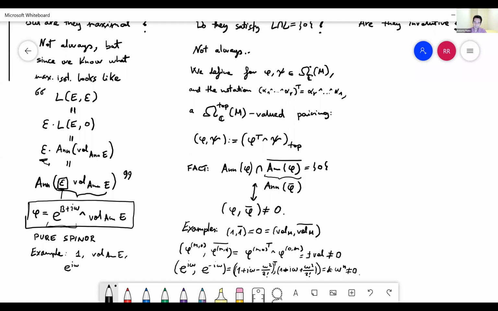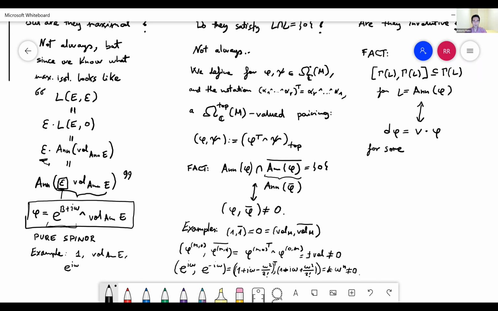And the last condition, I'm just going to state it: involutivity. The sections of L are involutive, when L is an annihilator of a form, if and only if the differential of that form, the exterior derivative, is the action of some element on that form. Look at that, I'm not saying it has to be closed, which of course, when it is closed, it happens because you just take V equals 0. Here V is in T M plus T star M, complexified.